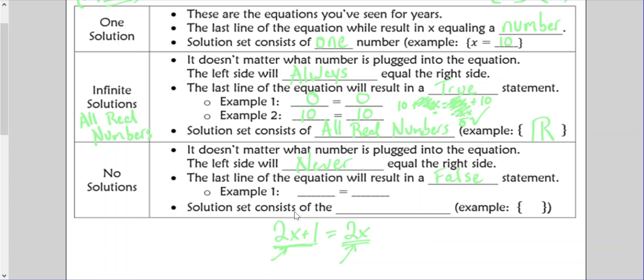The last line of the equation will result in a false statement. For example, here, if I were to cancel out the 2x's, I'm going to subtract 2x on both sides. That gives me 1 equals 0. That is a false statement. So something like 1 does not equal 0 is the indicator that I have no solutions. And the way I say that as a solution set, it consists of the null set, or you could say the empty set. And I'm going to write that as a 0 with a line through it.